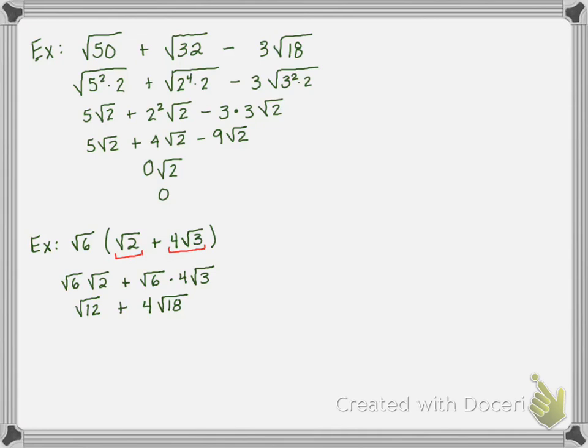So we'll factor. And we get 2 times the square root of 3 plus 4 times 3 times the square root of 2. It's 12 times the square root of 2. And then we don't have like terms, so we're all done.